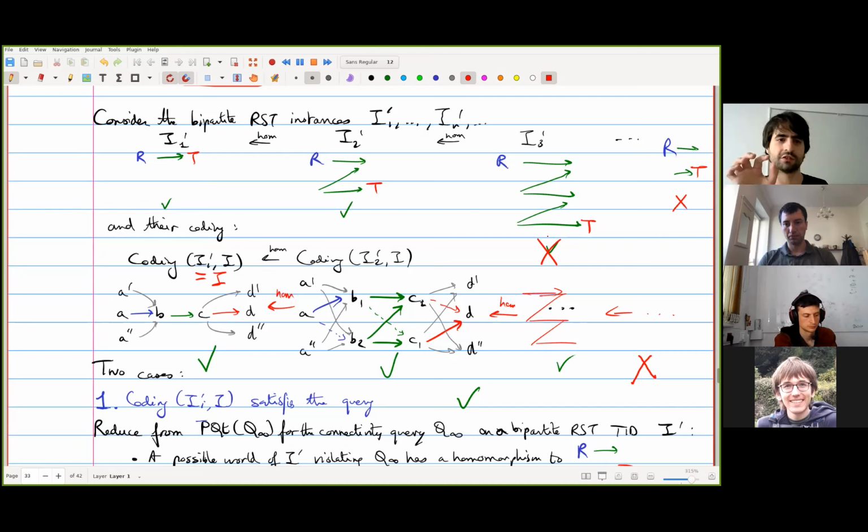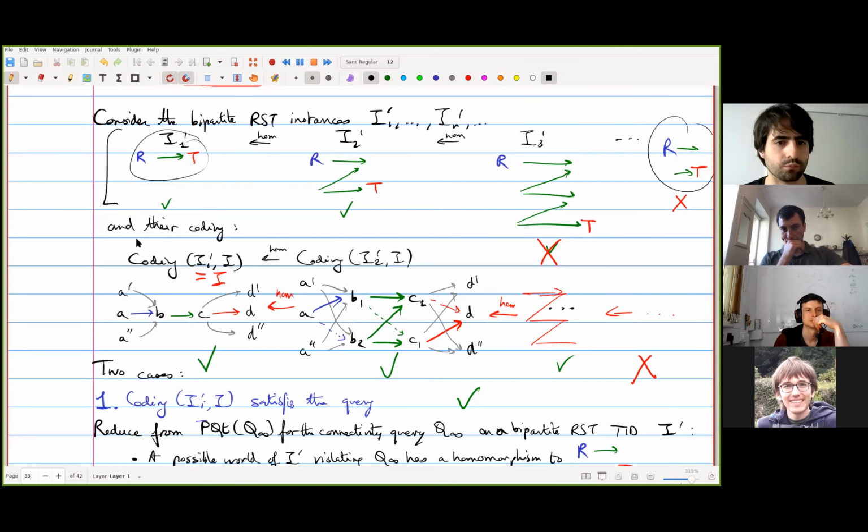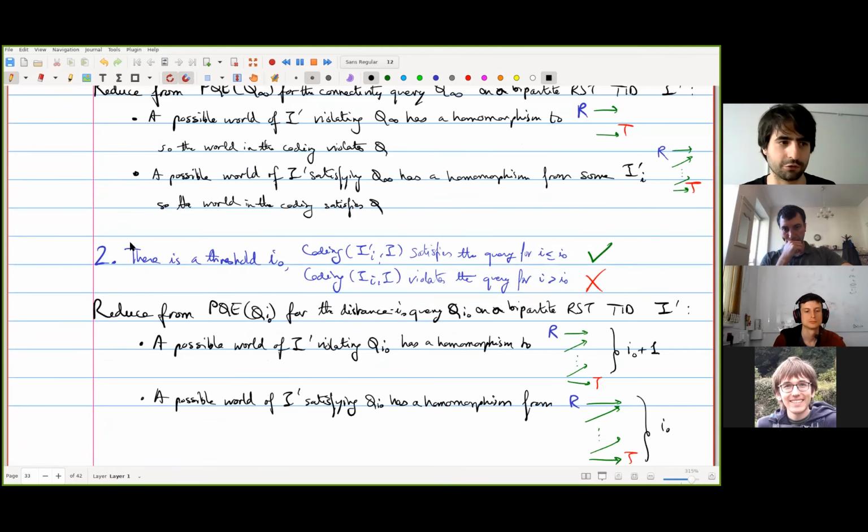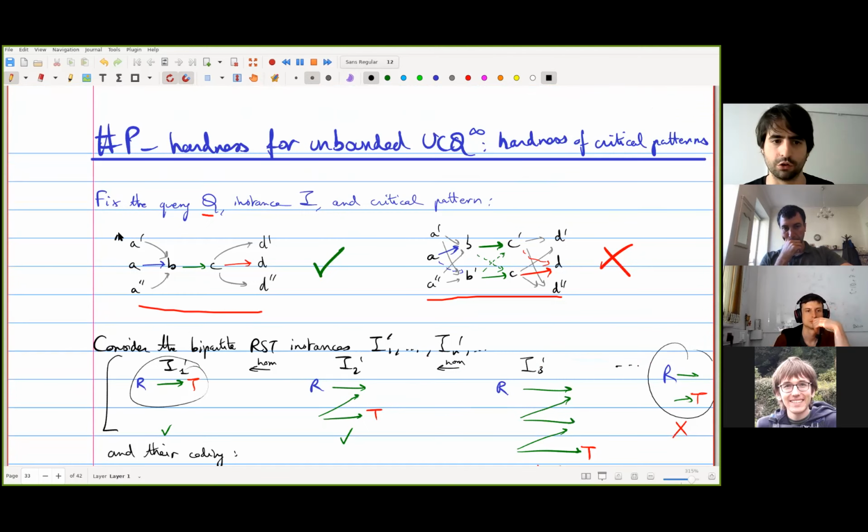So you see that having this critical pattern in an instance means that the coding of this makes the query true, the coding of this makes the query false, and given that I have this homomorphic sequence connecting them, I can reduce from the hard queries on these instances to my actual query on the codings. Okay. So if I have this critical pattern, so if I have this satisfying the query and this breaking the query, then the query is hard.